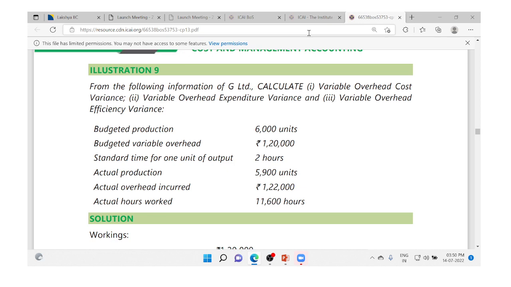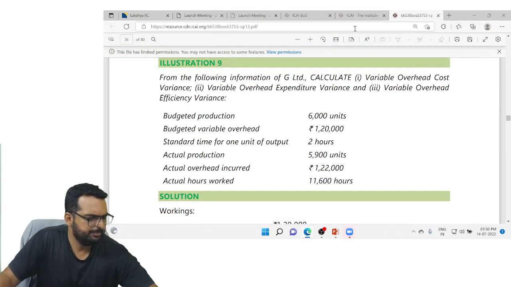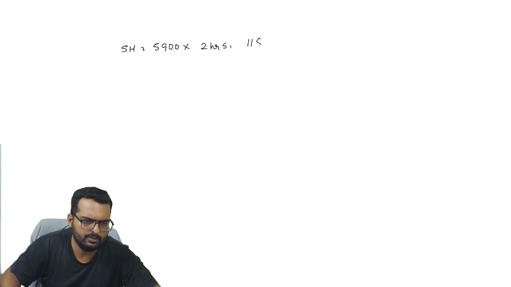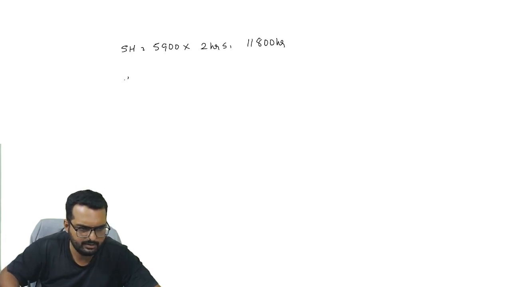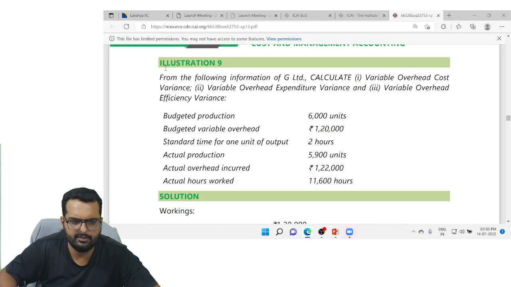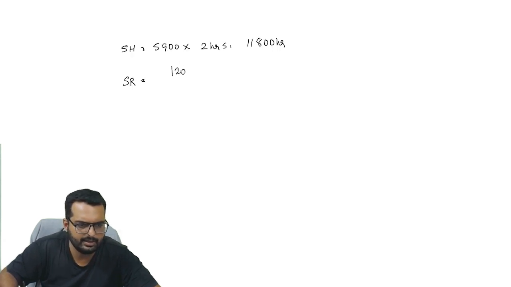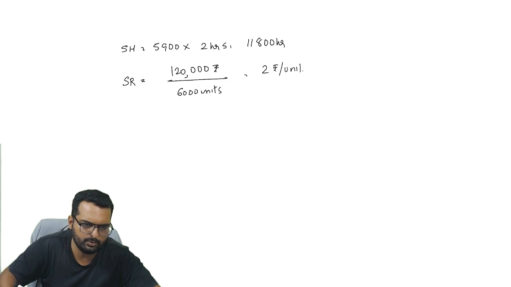Are you all done? Shall we do it together now? Perfect. Friends, this question is easy. SH is based on actual output. So the actual output is 5,900 units into 2 hours. That will be 11,800 hours. Standard overhead will turn out to be 1,20,000 rupees. Okay, this divided by 6,000 units will give you the answer as 20 rupees per unit.